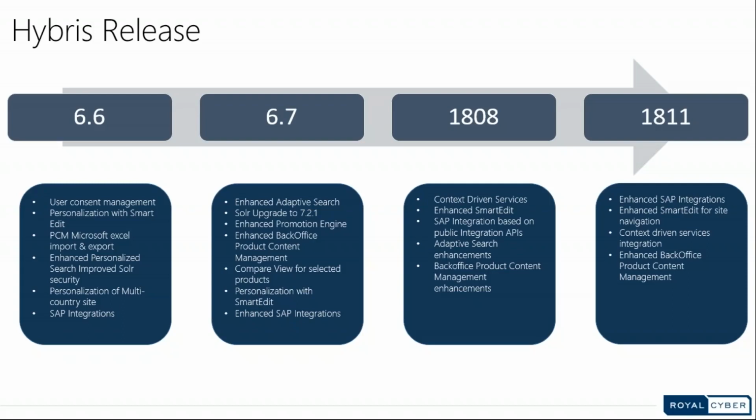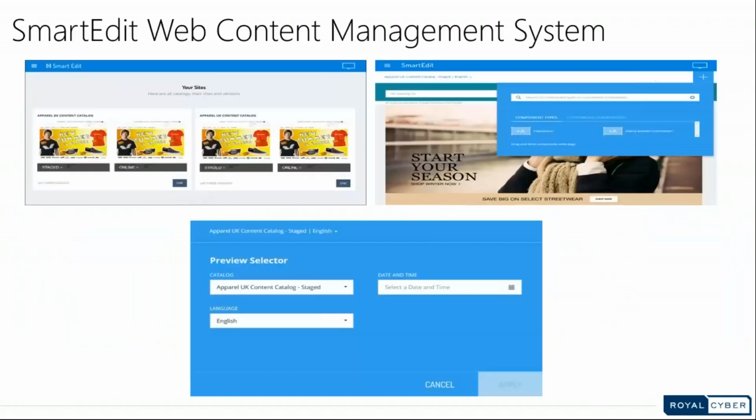So my topic today, the features about 1811 and how to upgrade to Hybris 1811. So I will be taking out the features part, and how to upgrade will be taken up by my colleague Rajiv. Right. To start off, the biggest aspect of Hybris Commerce starts right at the top, which is the web content management system, which is now called SmartEdit. It was there in Hybris 6.6, but it has really evolved as it has grown from 6.6 to 1811.